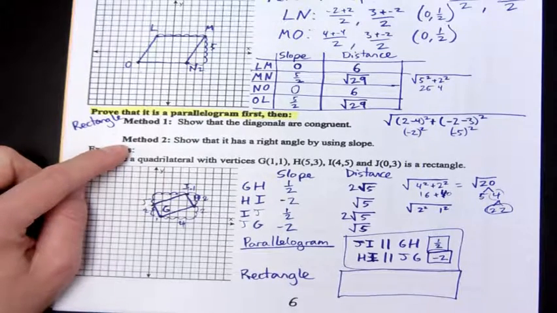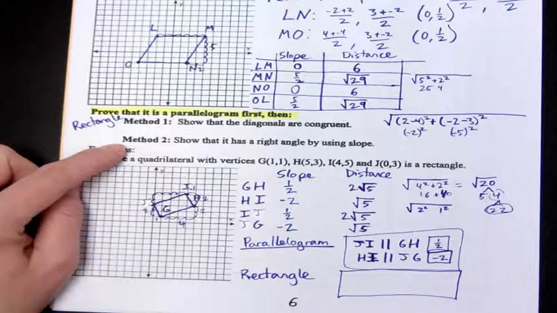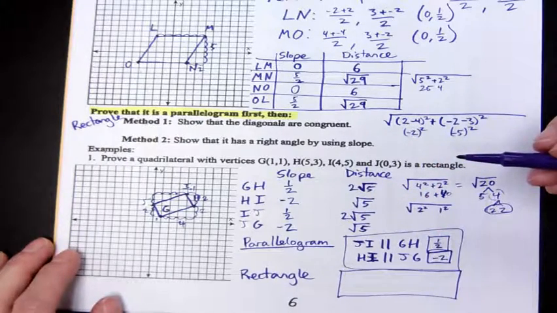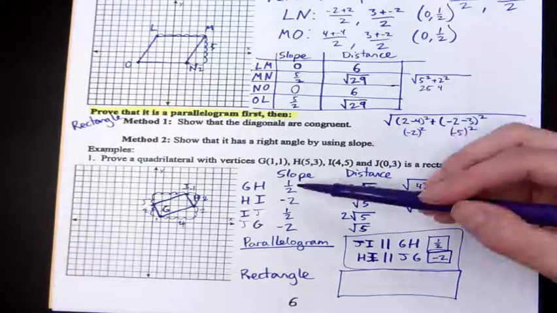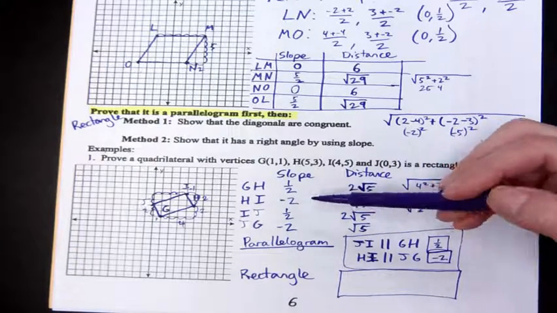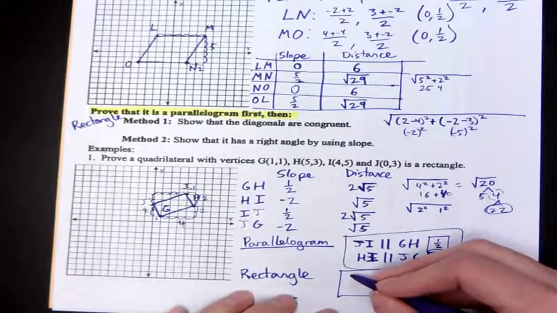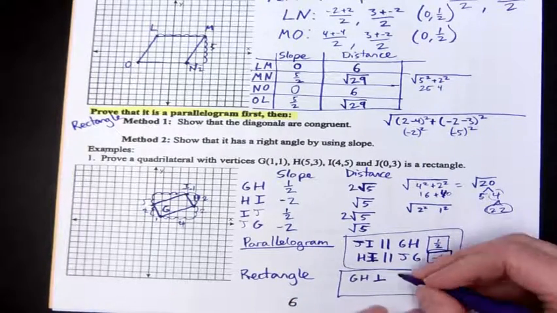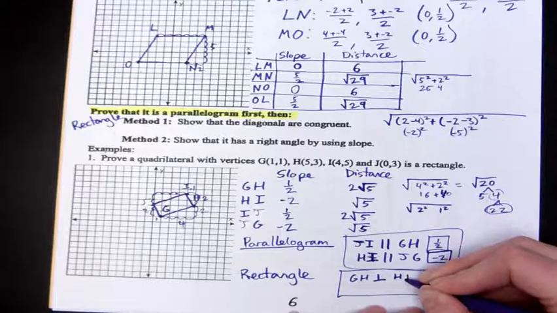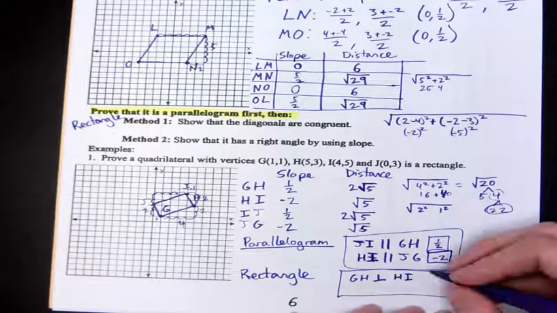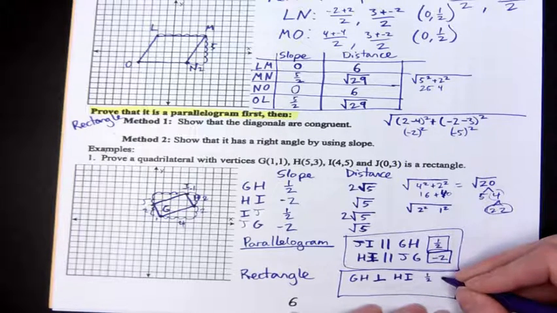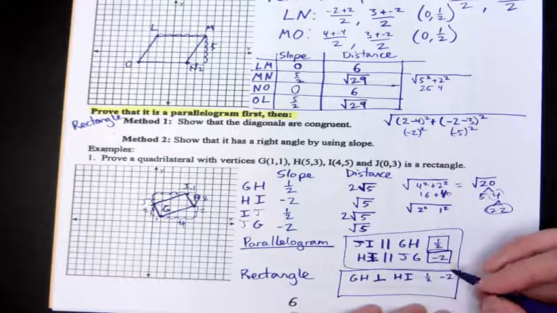Show it has a right angle by using slope. How do we know that these are right angles? Yeah, we know opposite reciprocal slopes give us right angles. So I'm going to write GH is perpendicular to HI. And that's because they have slopes of 1/2 and -2.